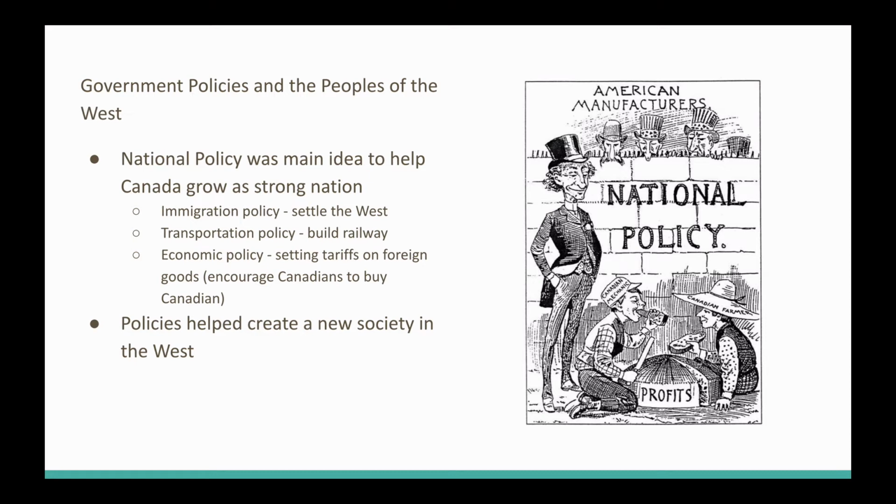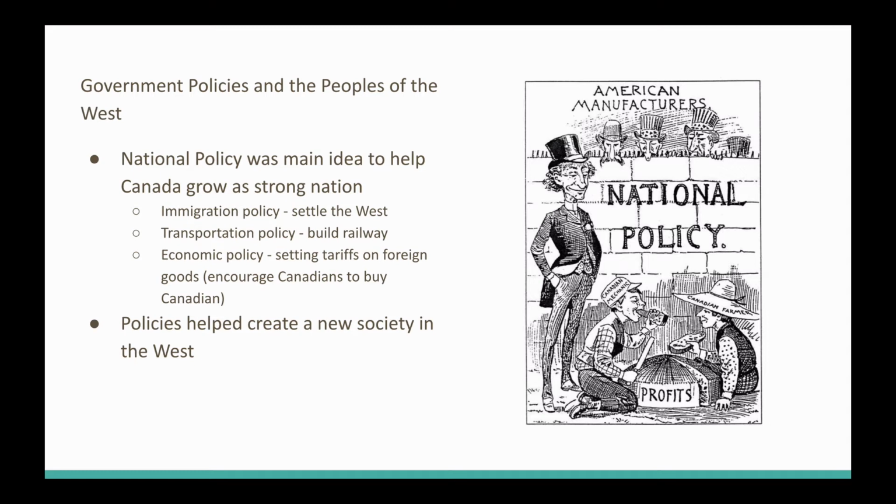And we're going to go back a few lessons ago where we talked about the national policy. And the national policy, that was the main idea to help Canada grow into a strong nation. So there was a 3-pronged approach to the national policy. The first one was we need to settle the West. That's our immigration policy. We're going to bring immigrants in. We have land in Western Canada. That land needs to be developed, so we need to develop the West, thereby encouraging immigration.